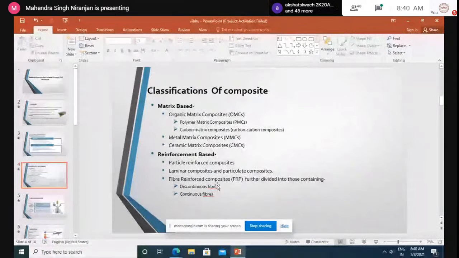Basic definition, the benefit of composite is that it is light in weight. It is a very light in weight and high strength composite. So any kind of strength, any kind of mechanical property as per our need, we can develop for further industrial application.